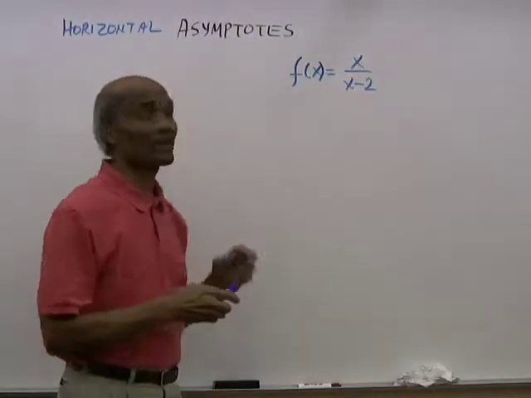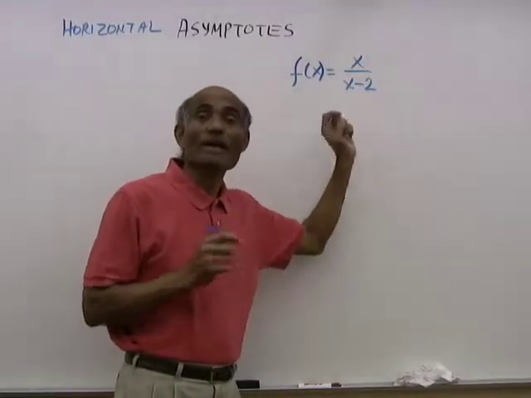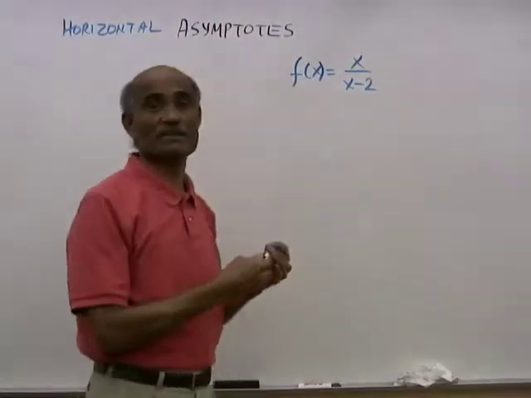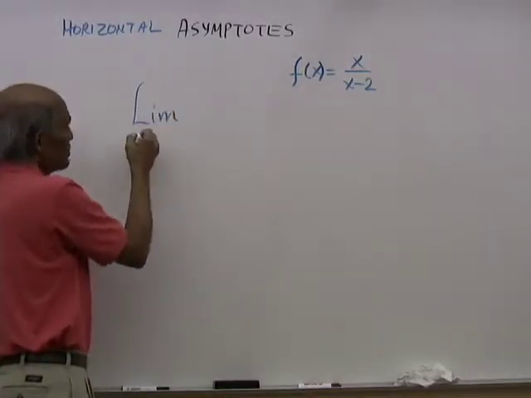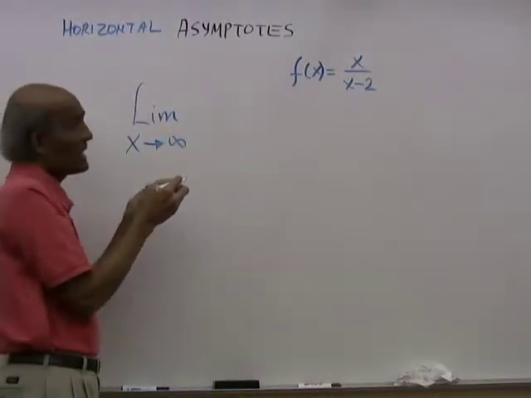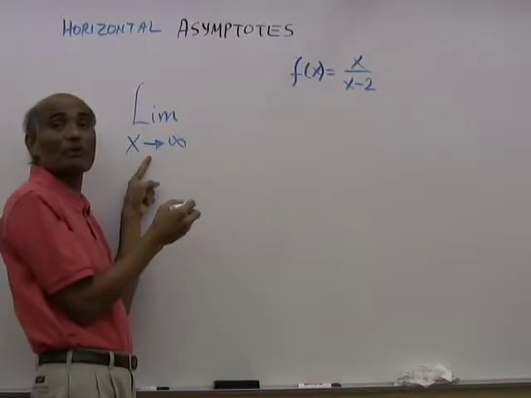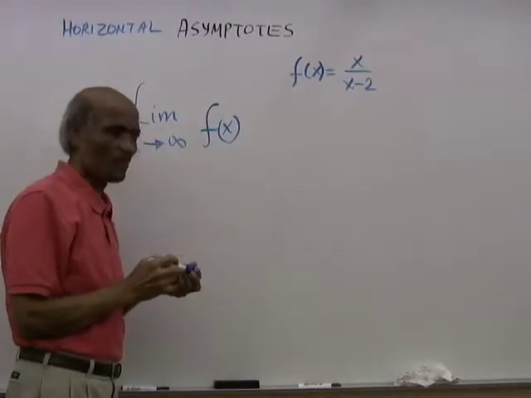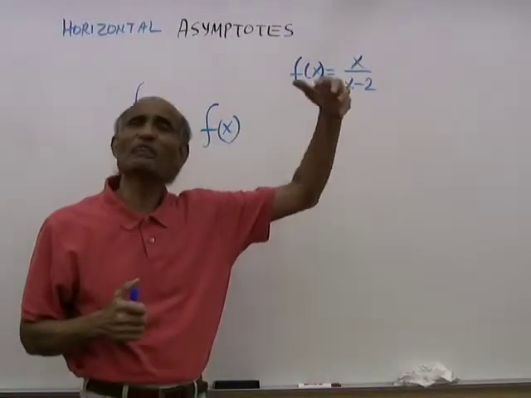Now, in the case of horizontal asymptote, we are going to look at the behavior of the function when x is very large, either positive infinity or negative infinity. In other words, we are going to look at the limiting behavior of the function when x approaches infinity. Well, you can either go to positive infinity or negative infinity. So in the limit when x approaches infinity, what is the value of the function? Now, what do you think will be the value of this function as x gets very, very, very large?